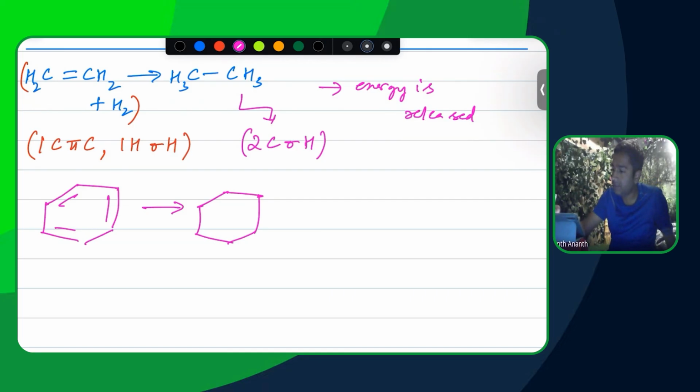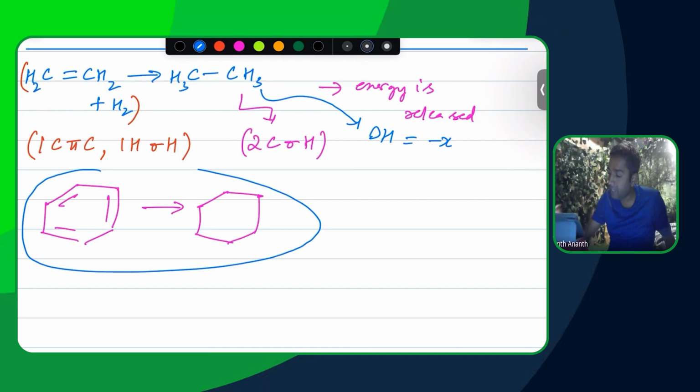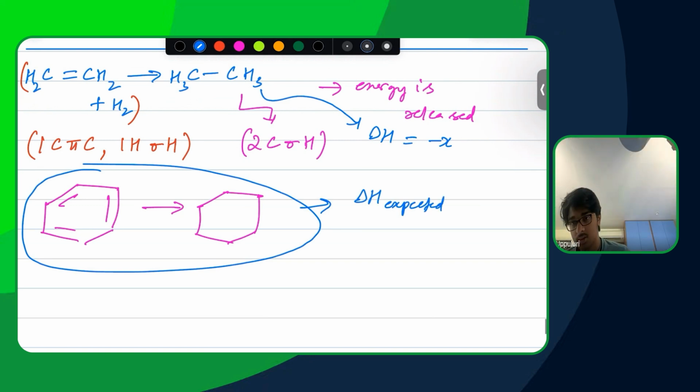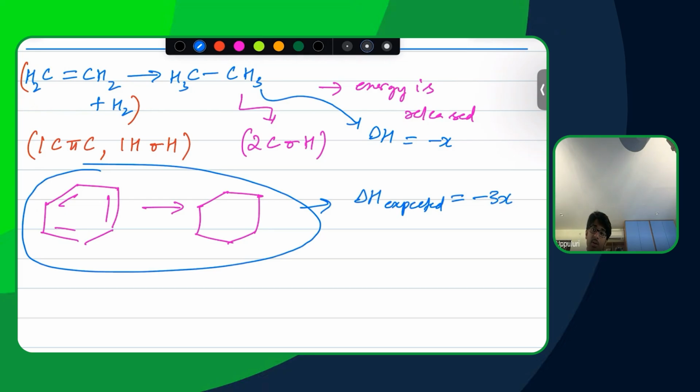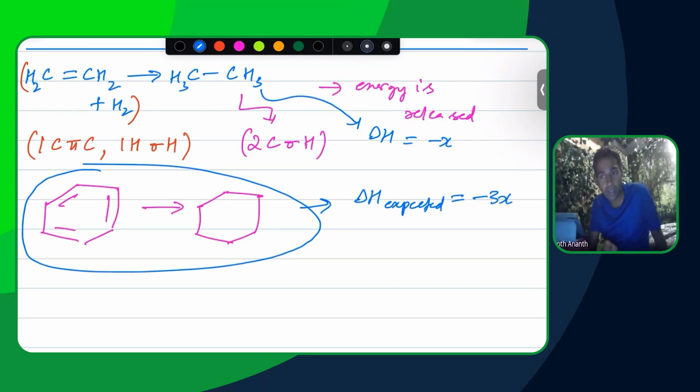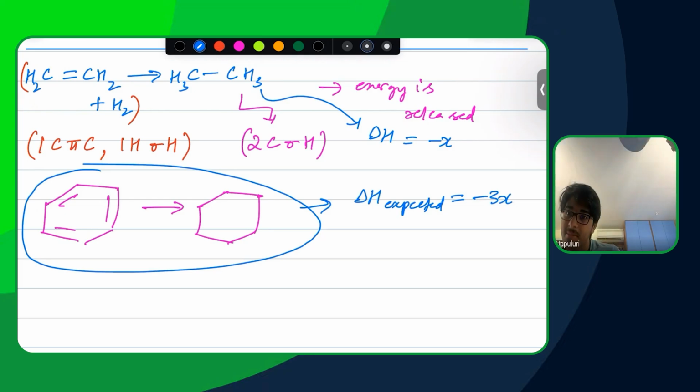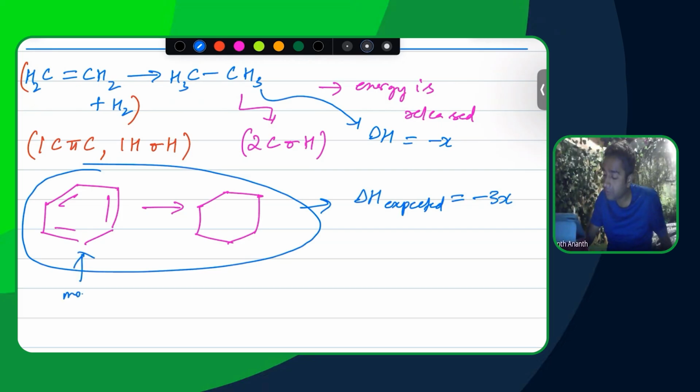So if this is X, let's say delta H for this reaction is going to be minus X, then the expectation is that for this reaction, I should be having delta H expected to be minus 3x. But I will not get that. Why will I not be getting that? Because this is more stable than expected.